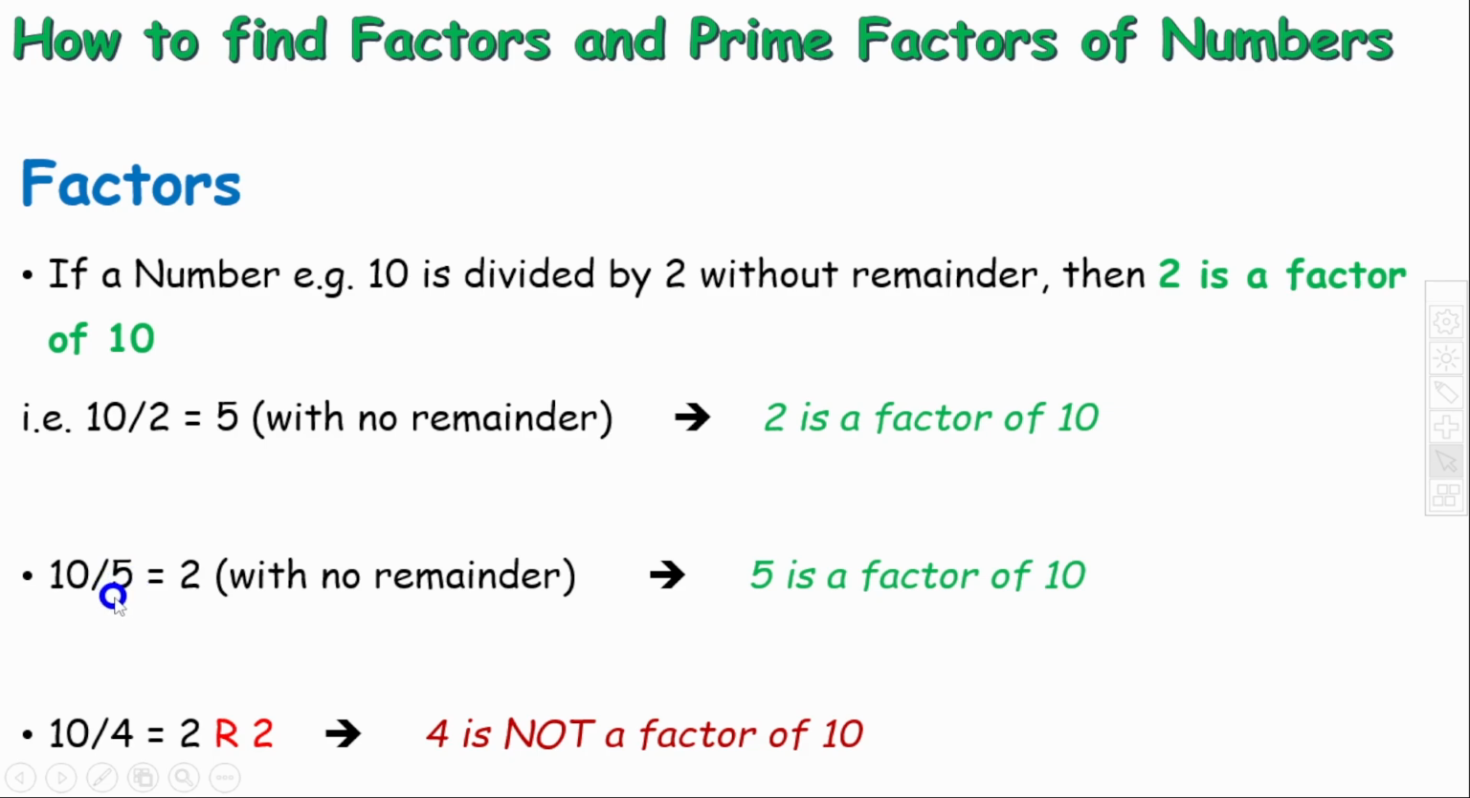10 over 5 is equal to 2 with no remainder. Therefore, 5 is a factor of 10. 10 divided by 4 is equal to 2, but with a remainder of 2. That means 4 is not a factor of 10. So we understand now what factors are.